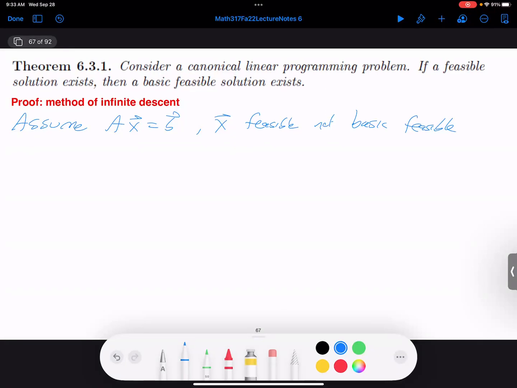Without loss of generality, consider all possible X's. Choose one of them that has the fewest non-zero components. Well, what are the possible values for the number of non-zero components? 1, 2, 3, 4, all the way up to however many components of X we have. There's only finitely many possibilities for the number of non-zero components. It could be the case that maybe the smallest number of non-zero components is 7. And then all we're saying is choose any feasible solution with 7 non-zero entries. I don't care which one, just choose one of them.